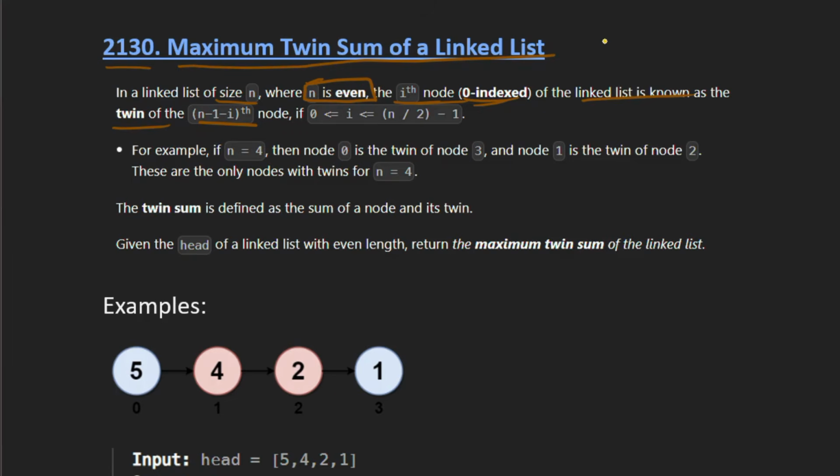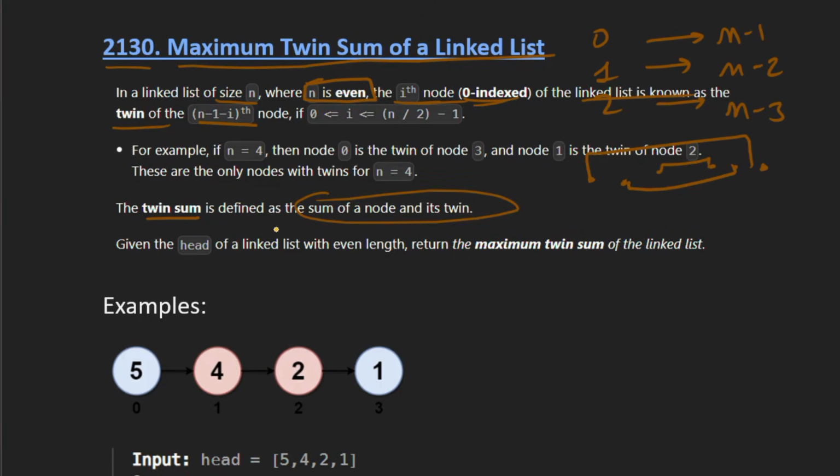So that means the zeroth node is the twin of the (n minus 1)th node, the first node is the twin of the (n minus 2)th node, the second is the twin of the (n minus 3)th node. So basically the first and the last nodes are twins, then the second and second last are twins, then the third and third last are twins. So in this way we have the twin pairs, right? And the twin sum is basically the sum of a node and its twin node.